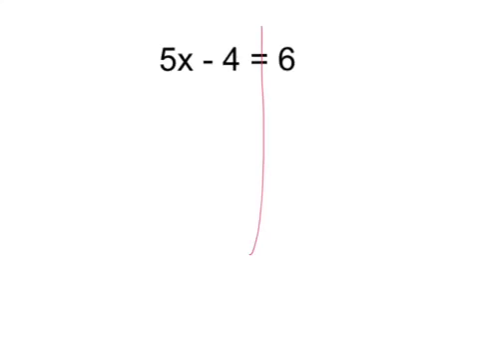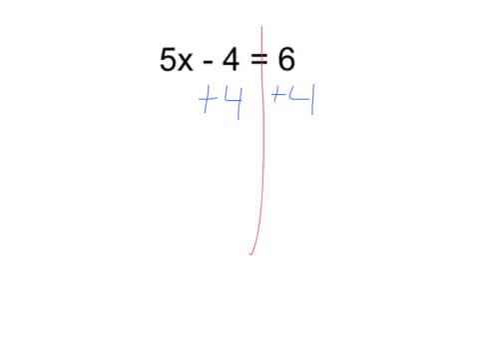And I want to isolate the variable, so that means I just want to get that x all by itself. That means I need to get rid of the minus 4 and the times 5. In order to get the minus 4 out of there, I need to make it 0. I do that by adding the opposite. So instead of minus 4, I'm going to add 4. And since it's a balance, whatever I do to one side, I need to do to the other. So I'm going to add 4 to the other side as well.